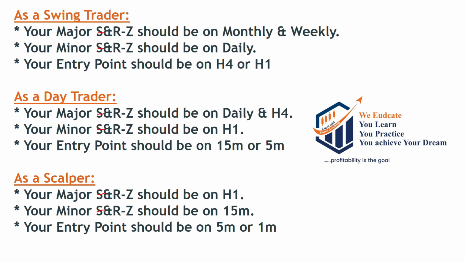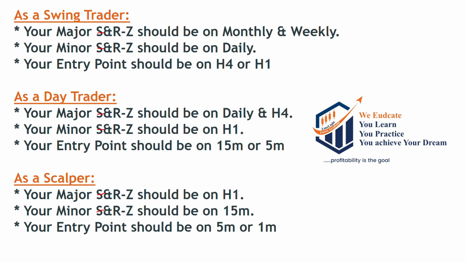As a swing trader, your major F and R zone should be on monthly and weekly, your minor or sub F and R zone should be on daily, and your entry should be on H4 or H1. As a day trader, your major F and R zone, not S and R, frequency and recency zone, should be on daily and H4, and your micro F and R zone should be on H1. How market reacts within those zones will inform you if you should close the trade at that moment or still hold the trade. Your entry point as a day trader should be on M15 and M5.